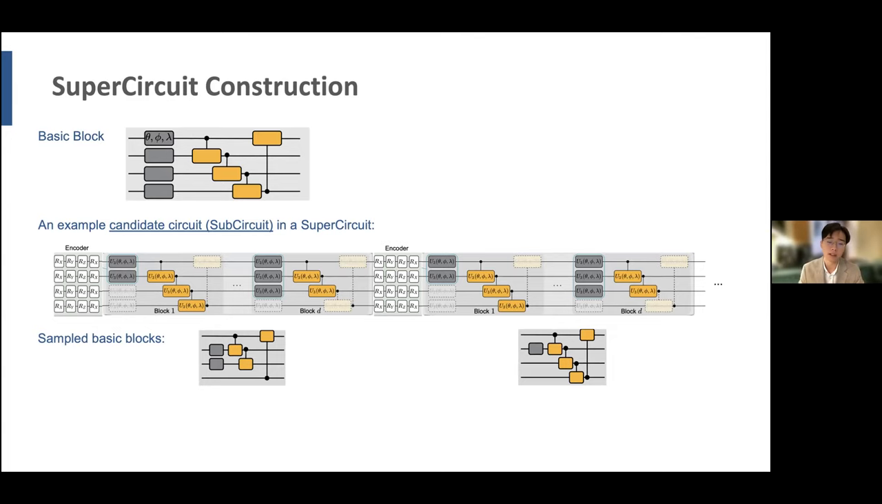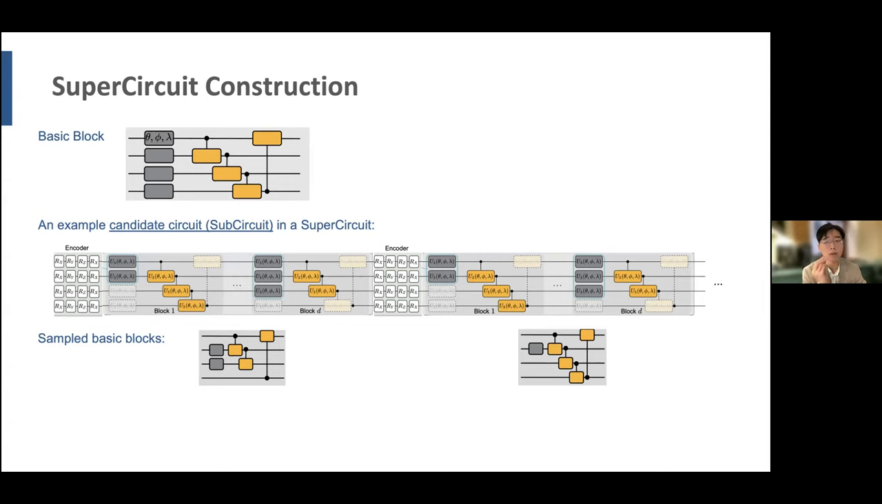In particular, I want to highlight some of the techniques that I think work particularly well in the context of quantum circuits. Many of the techniques you will see have analogies in classical neural networks, but an important remark that I want to make is that not all techniques port well, but some port surprisingly well, and I want to highlight those. Okay, so first, the construction of super circuits.